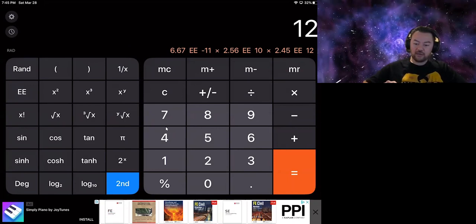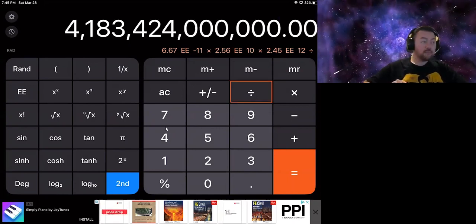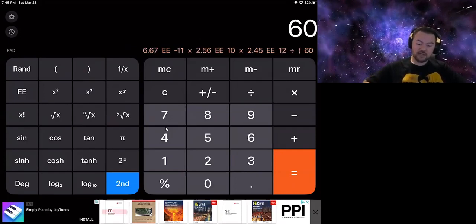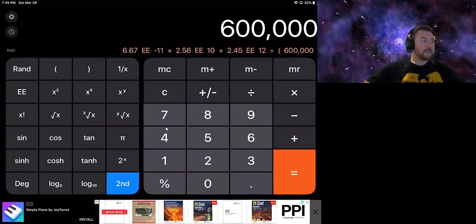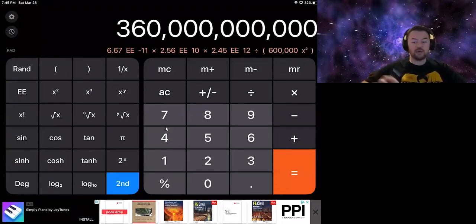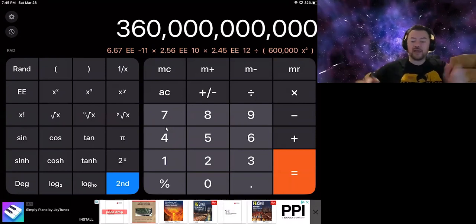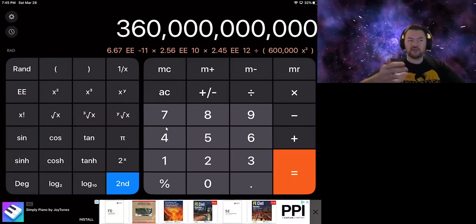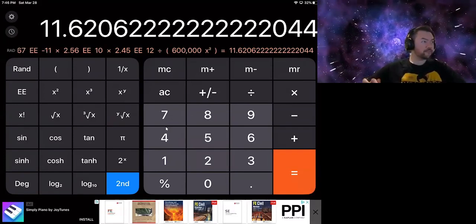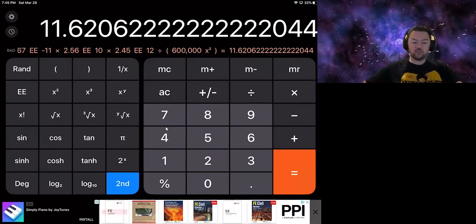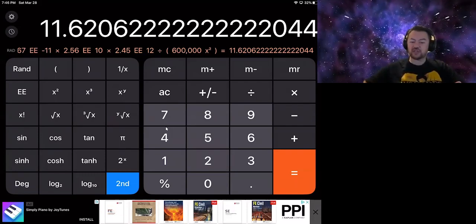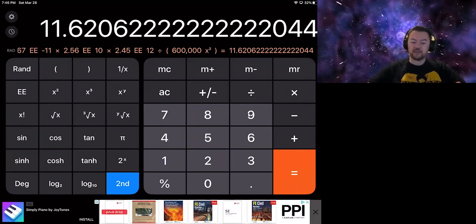All right, so now I'm going to divide that by our distance, which is a larger distance. So let's see what happens. 600,000 meters. We're going to square that, close our parentheses. Let's see what happens to our force. These are far more massive objects. They are farther apart. Let's see how the force, the gravity between them comes out. It says 111.6, but that is actually wrong, I think.